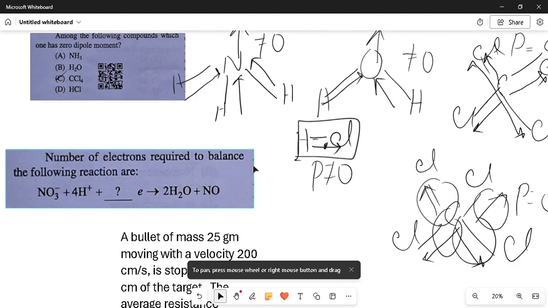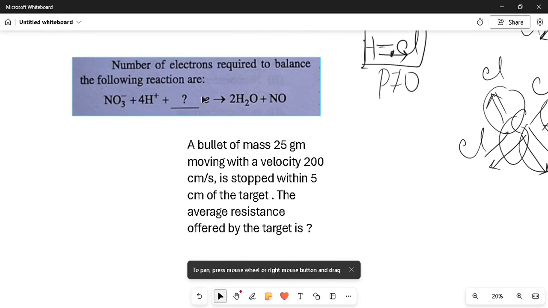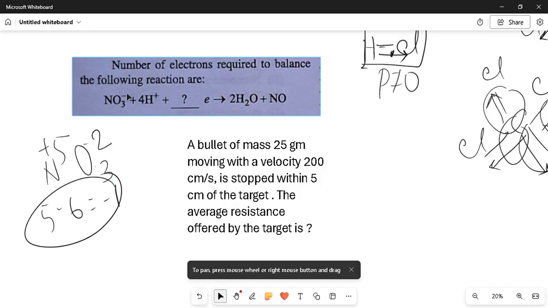Another basic question: the number of electrons required to balance the following reaction. There is no ion present on the right side and there is an ion present on the left, so we have to balance this. The balancing condition: in NO3 minus, nitrogen is 5 plus and the three oxygens are 2 minus each, so 5 minus 6, which is minus 1.